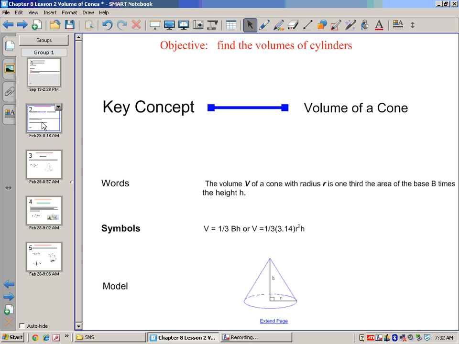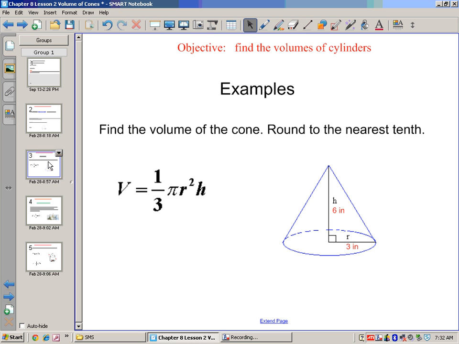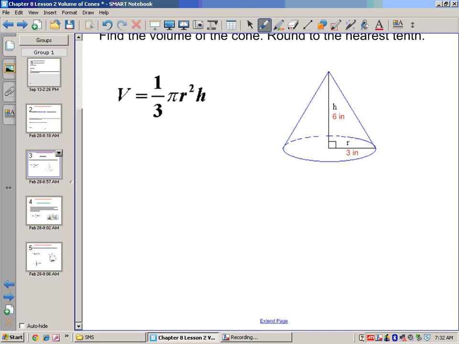So moving forward to our first example. Find the volume of the cone, round to the nearest tenth. Once again, it's just like algebra. We're going to fill in what is given to us and solve for our missing variable. Okay, here we go. We have our 1/3 times our pi. Our radius is 3, that's squared, times our height is 6.